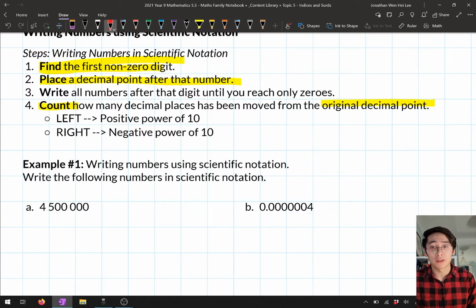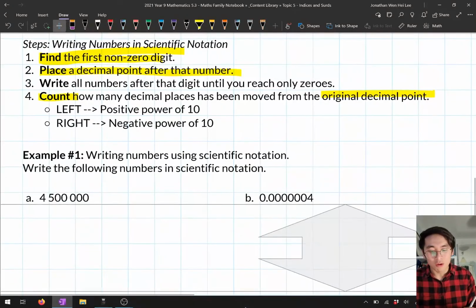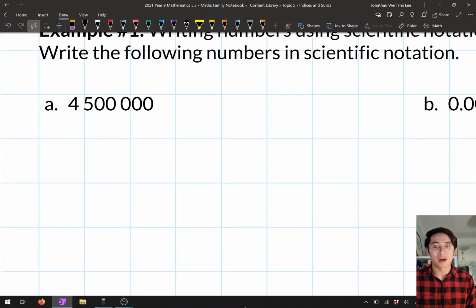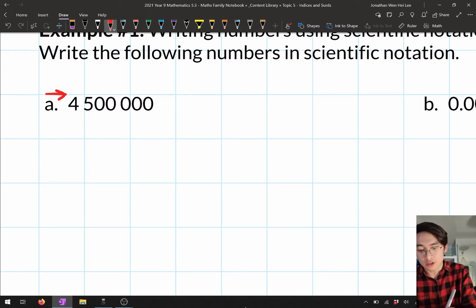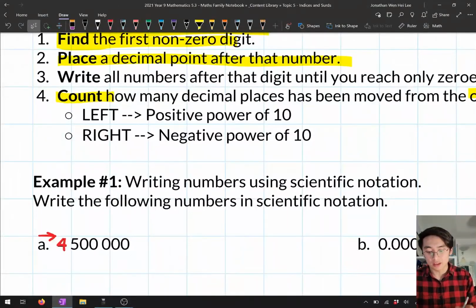Okay, let's have a go at a couple of examples of this. Write the following numbers in scientific notation. So here we've got 4,500,000. Now we want to write this in scientific notation. First step, we're going to read from left to right and find the first non-zero digit. The first non-zero digit just happens to be this 4. Great. Okay, that's the first step: find the first non-zero digit.